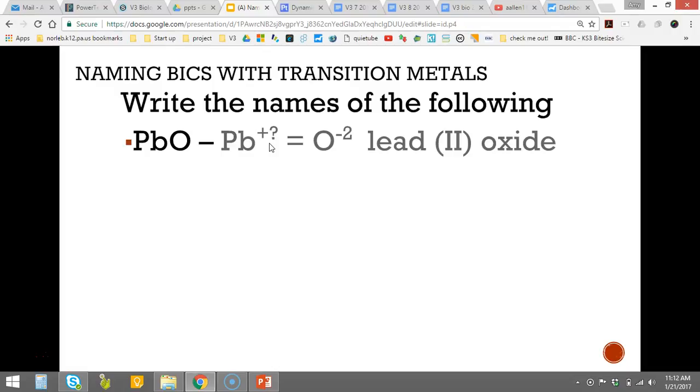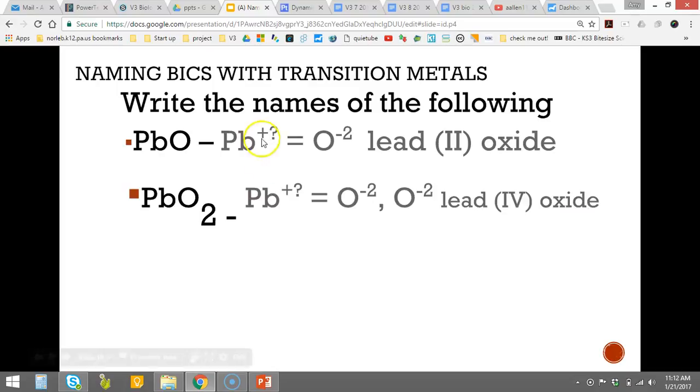The next one is PbO2. We've added another atom of oxygen into the compound, so we need to change the charge on lead. In this case, we have -2 and -2 gives us a -4, so lead must be +4, lead(IV) oxide, to balance that out.